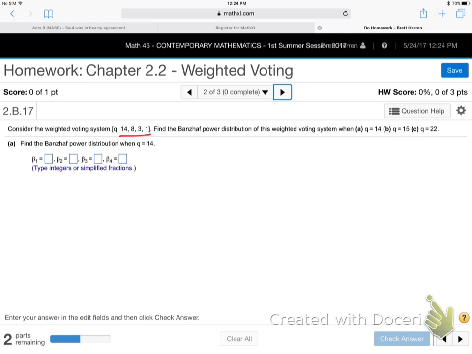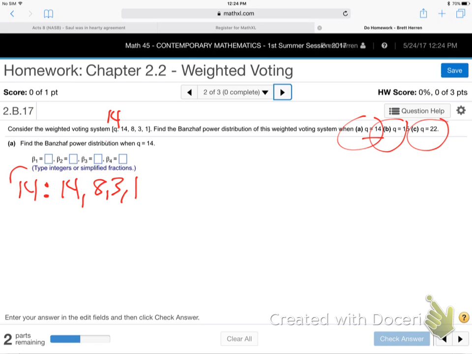So Q is 14. They're going to have me redo this problem, part A, part B, part C, changing the Q each time. It's really 3 problems in one. I'm going to do all this big work for part A with Q equal to 14. So let me write the system: Q colon, 14, 8, 3, 1. There's the weighted voting system they want me to do for part A.